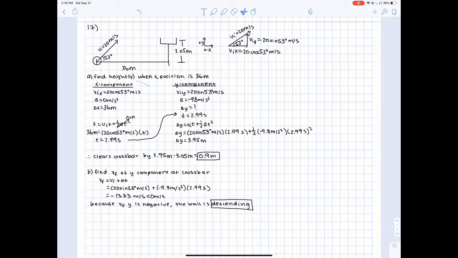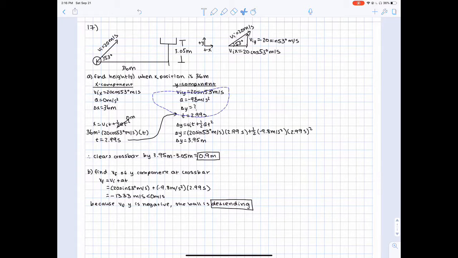So I wrote down all my givens for the x component, and we know that acceleration is equal to 0 meters per second squared because there's only acceleration due to gravity, which is in the y direction. I wanted to solve for the amount of time it takes to reach the crossbar, so I used this kinematic equation, and I got that the time is equal to 2.99 seconds. So the ball reaches the crossbar at 2.99 seconds, right? This is true for the x component and the y component.